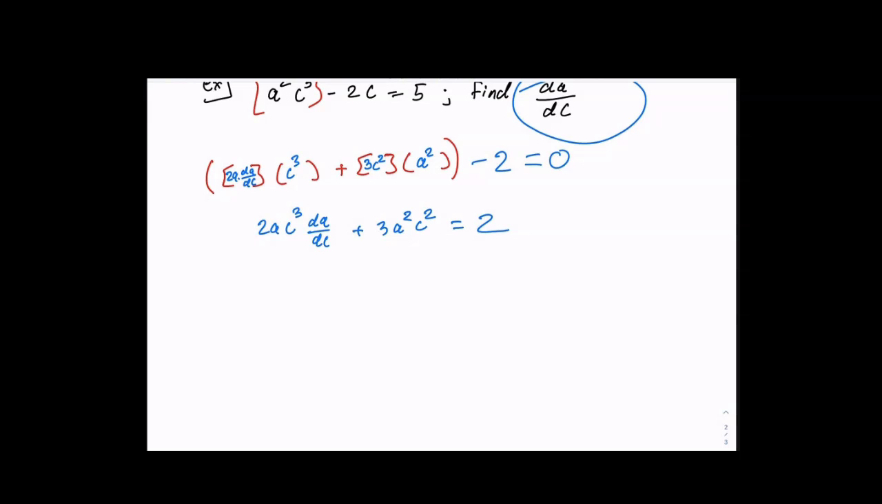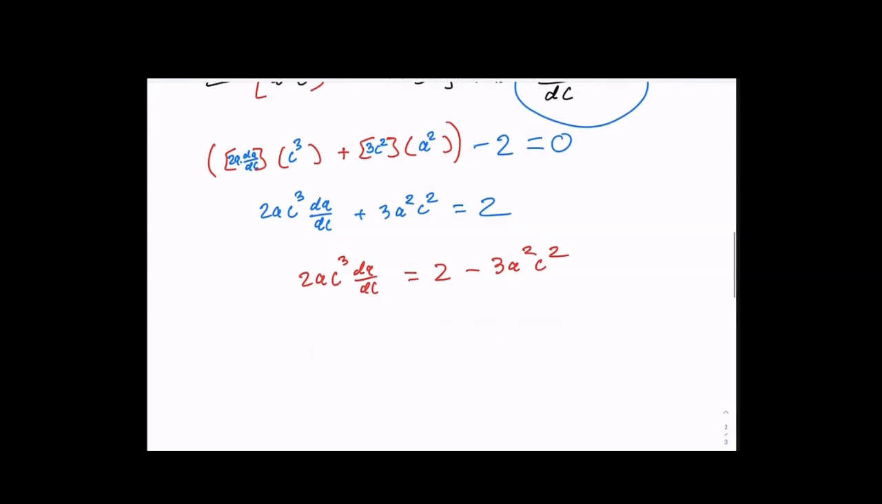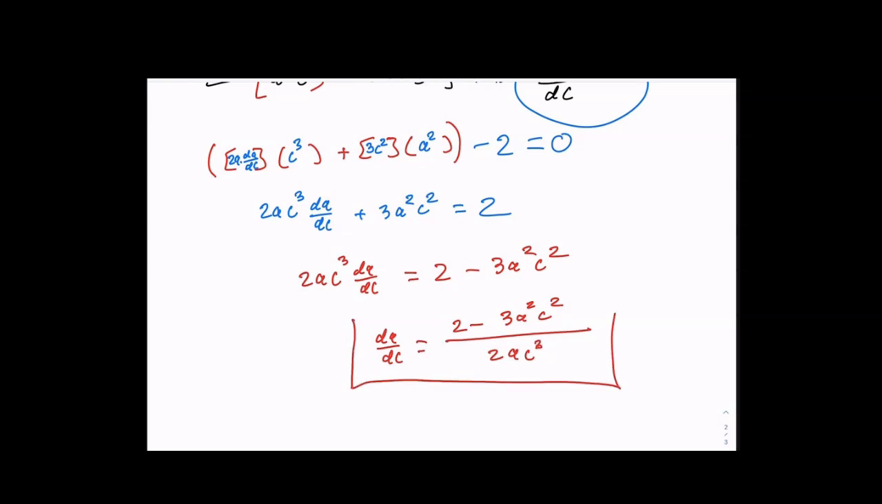Would you minus the 3a squared c squared to the other side? Correct. So 2ac cubed dA/dc equals 2 minus 3a squared c squared. Perfect. And then you divide your 2ac cubed to both sides. So dA/dc equals 2 minus 3a squared c squared all over 2ac cubed. And that is my answer.